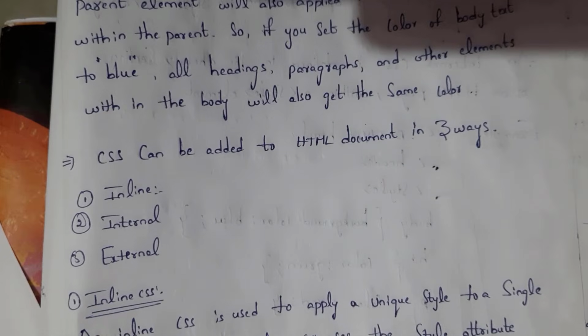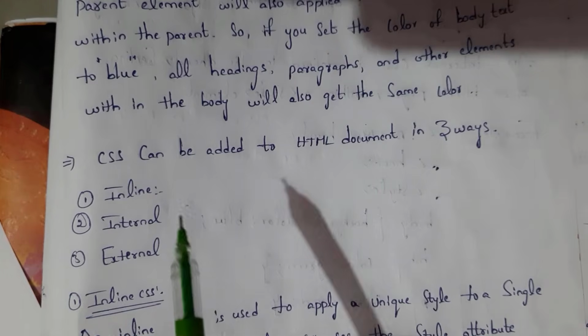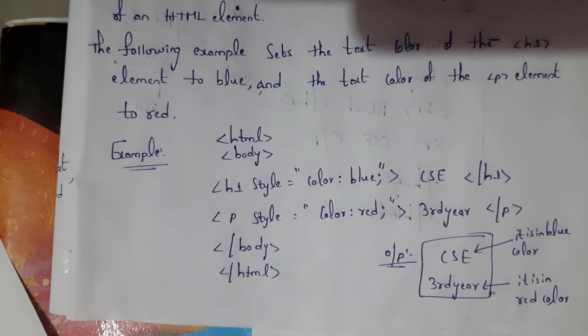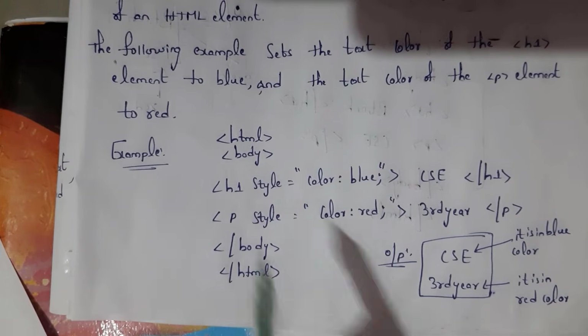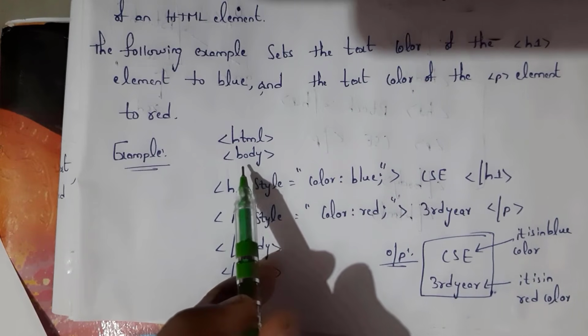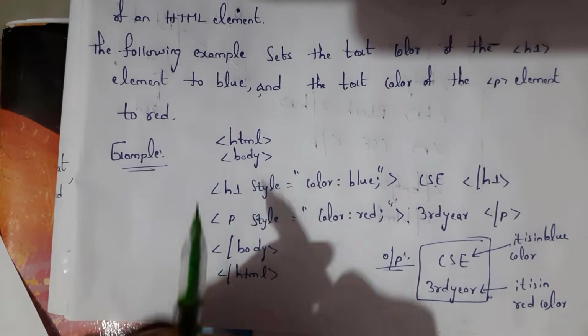We can add this CSS to our HTML document in three ways. The first one is inline, the next one is internal CSS, and the third one is external CSS. At first we are going to start with inline CSS. This is a small program of inline CSS. I opened the HTML tag, inside it I opened the body tag, and inside the body tag I took a heading.